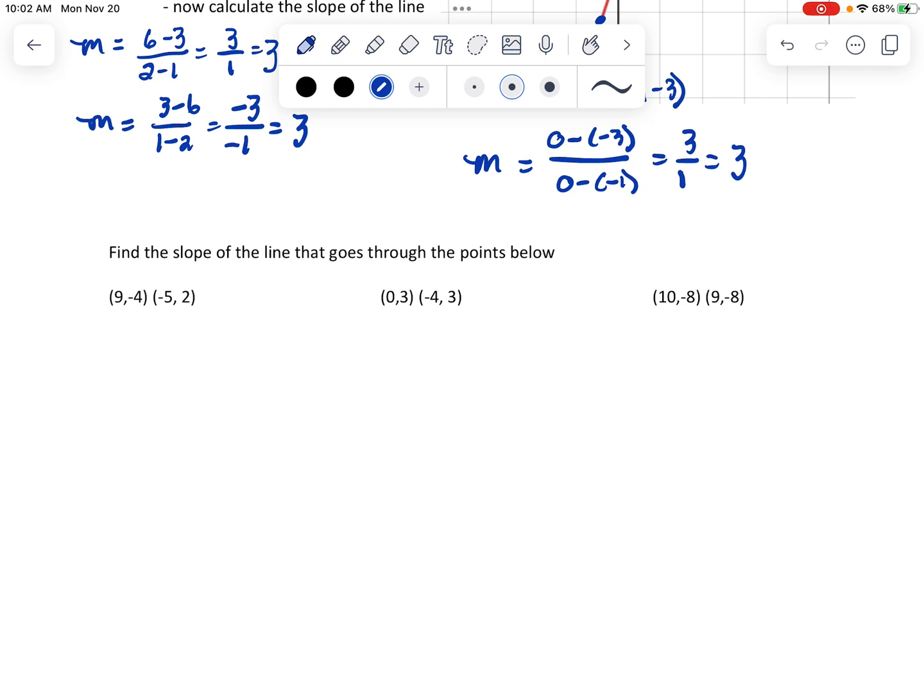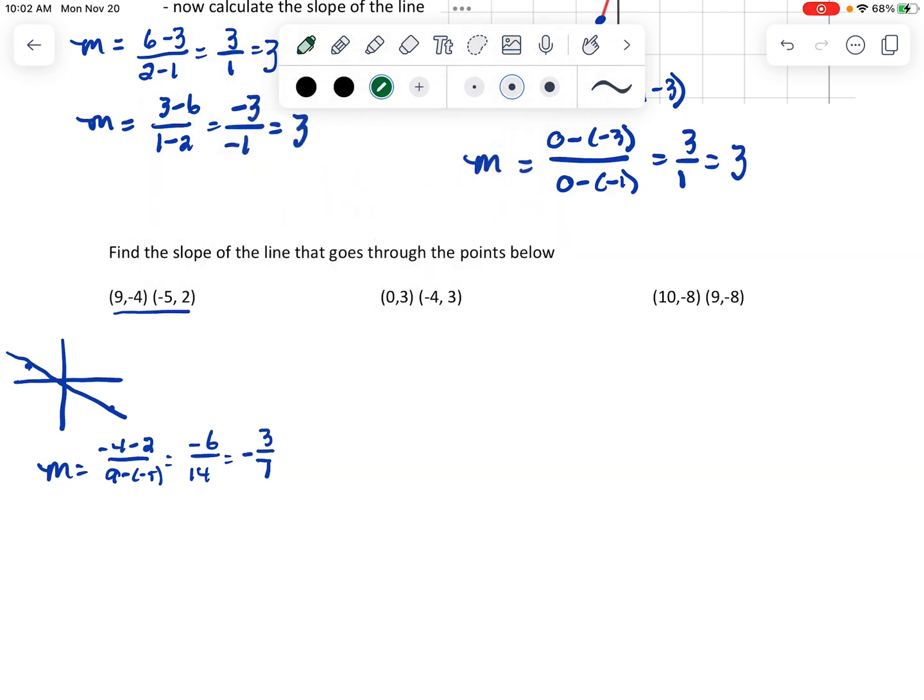Okay, what's the slope of the line that goes through the 2 points? 9, negative 4, and you can kind of just give a rough graph. 9, negative 4 is going to be here. Negative 5, 2 is going to be here. So we're guessing we're going to have a negative slope. So let's calculate it. Negative 4 minus 2, 9 minus a negative 5, negative 6 over 14, or negative 3/7.